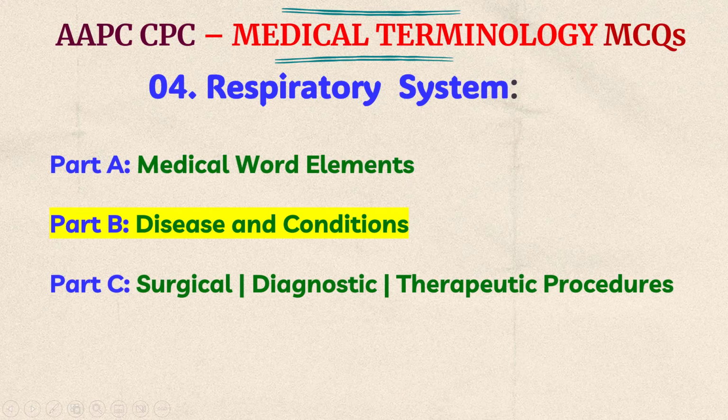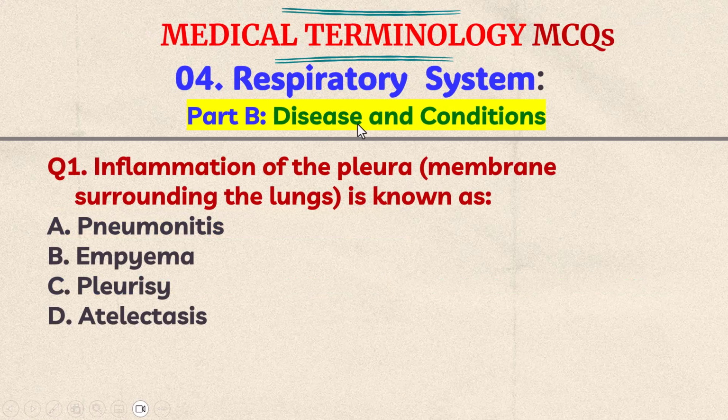In this video, we are going to discuss medical terminology, respiratory system, part B, disease and conditions. There are 20 questions. Question number 1, inflammation of the pleura, that is membrane surrounding the lungs, is known as A. pneumonitis, B. Empyema, C. Pleurisy, D. Atelectasis. Think the answer.